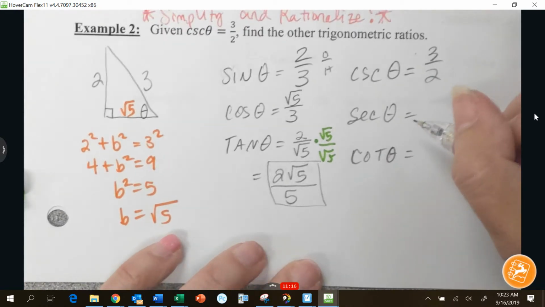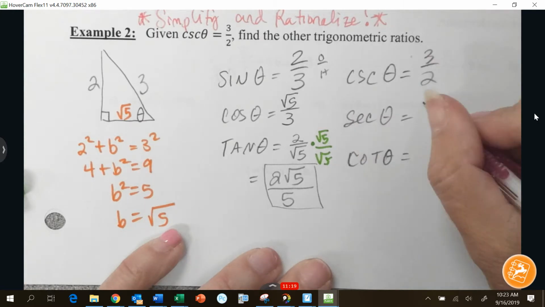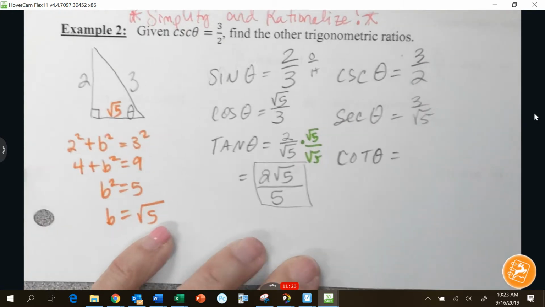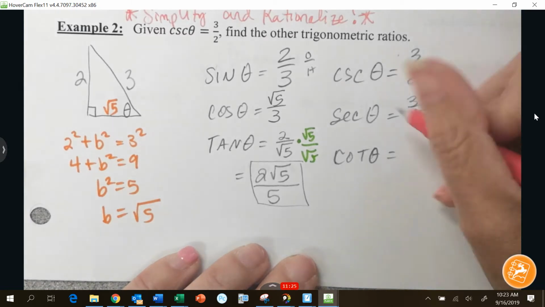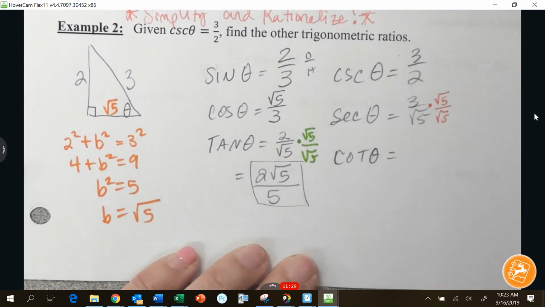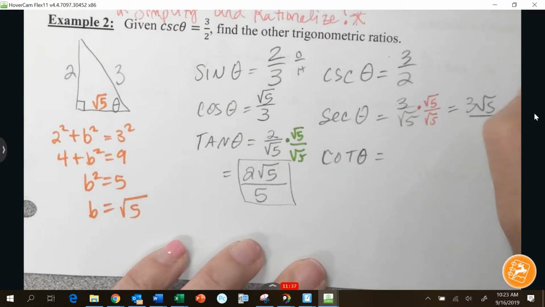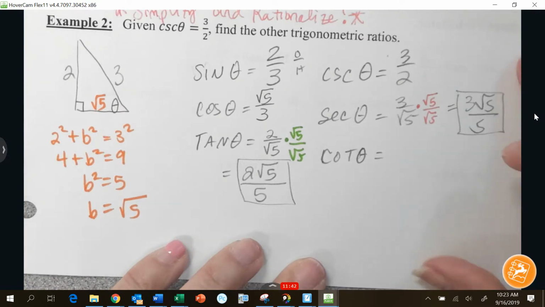All right, secant. Secant, I just have to flip the cosine. So I'm going to flip 3 over square root 5. Is that the secant? Not quite. What do we have to do? Rationalize. You have to multiply the top and the bottom by square root 5 over square root 5. You're multiplying by a value of 1. I get 3 square root 5 over 5. Done. Notice I haven't used my calculator once.